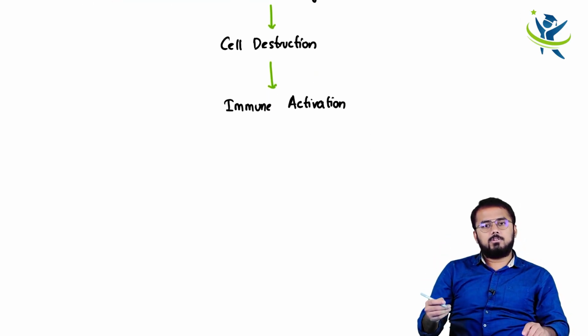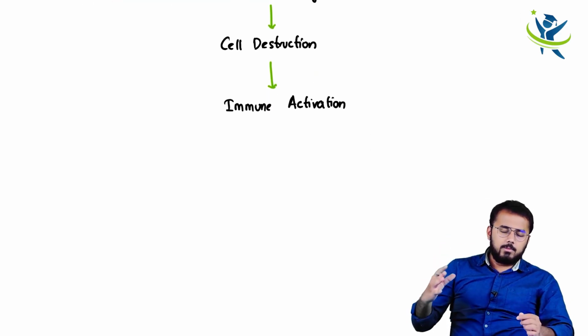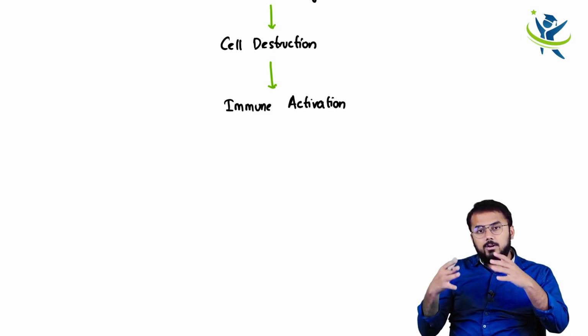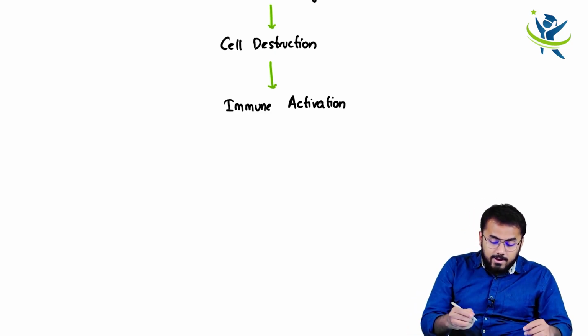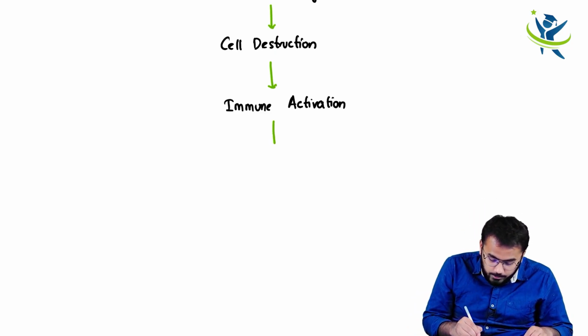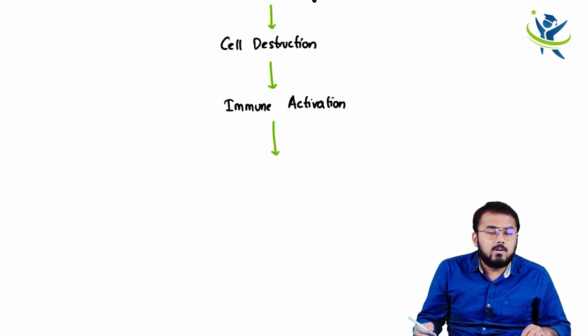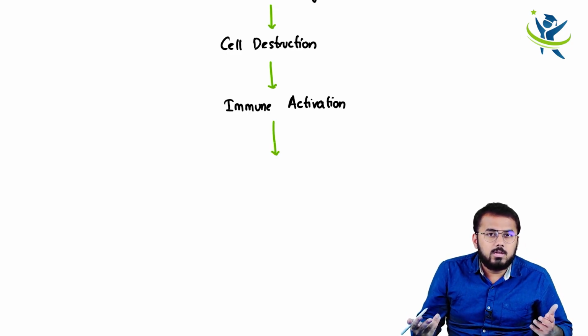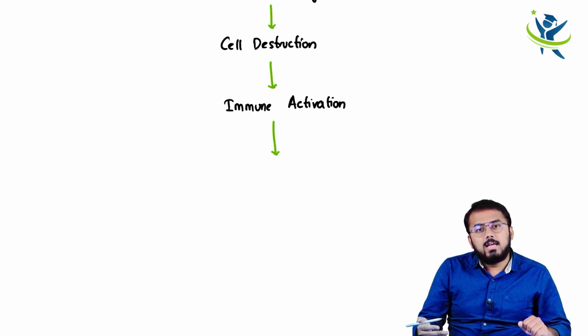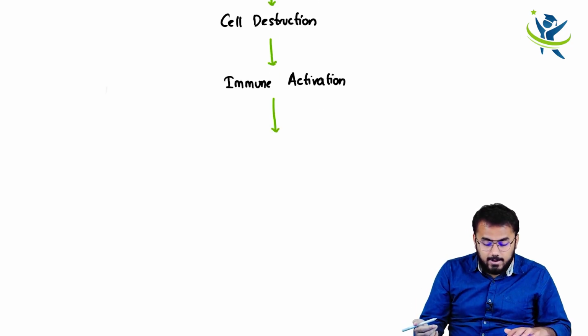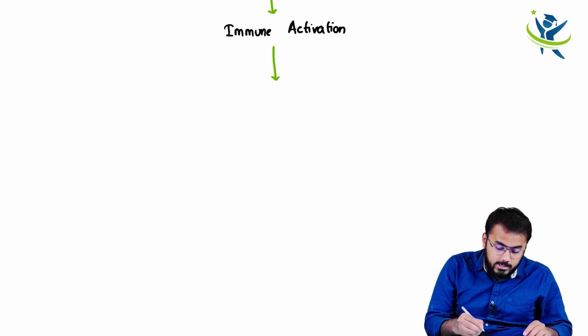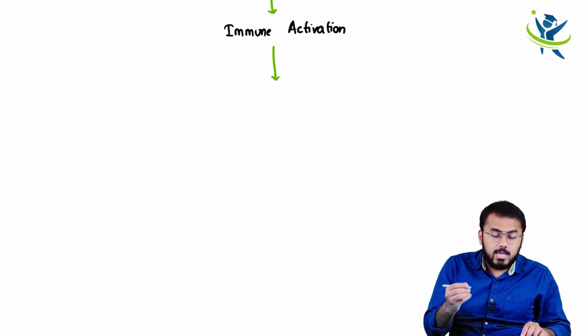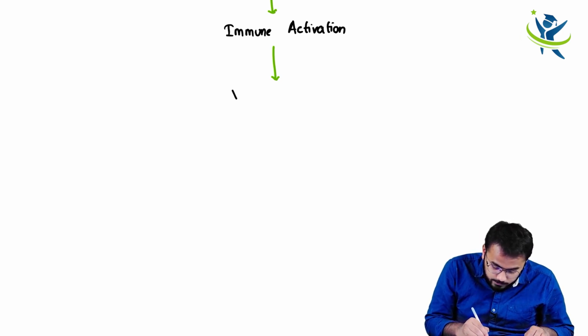Whenever there is immune activation or immune reaction, your WBC come there, macrophages come there, even your endothelial cells get activated, and finally what is released, guys? Two important things are released. What is that? One is called chemokines for attraction, and next one is prostaglandins. And what does this prostaglandins do? They cause vasodilation.